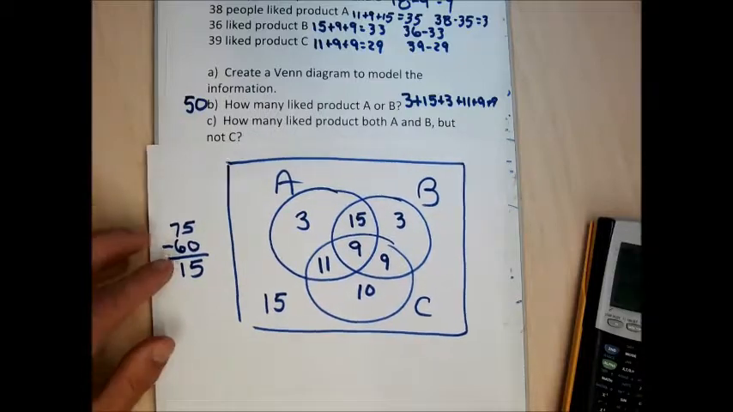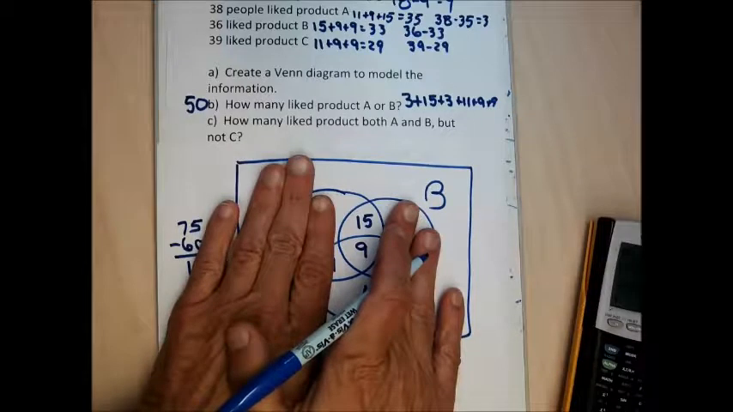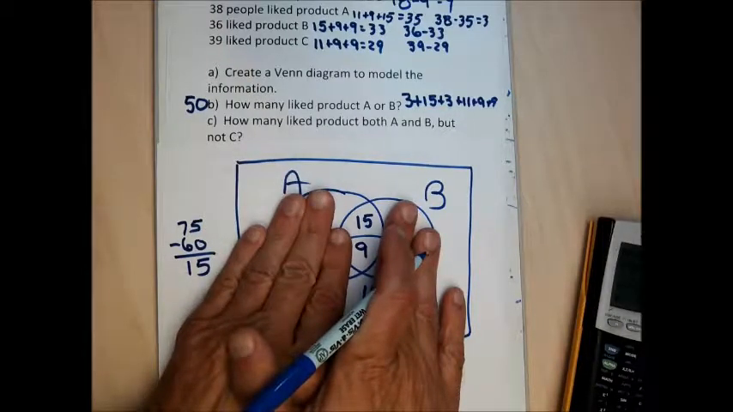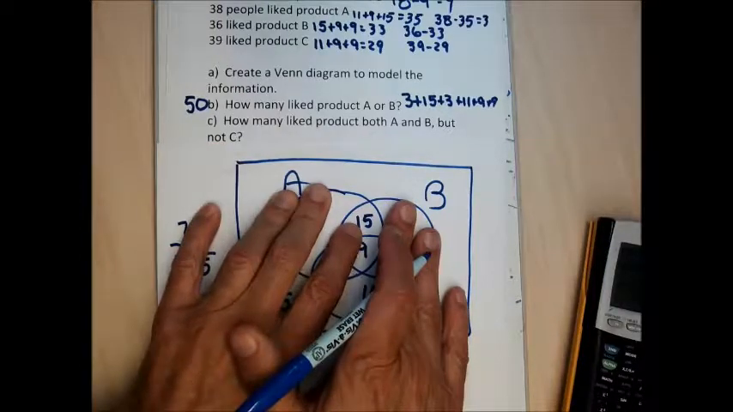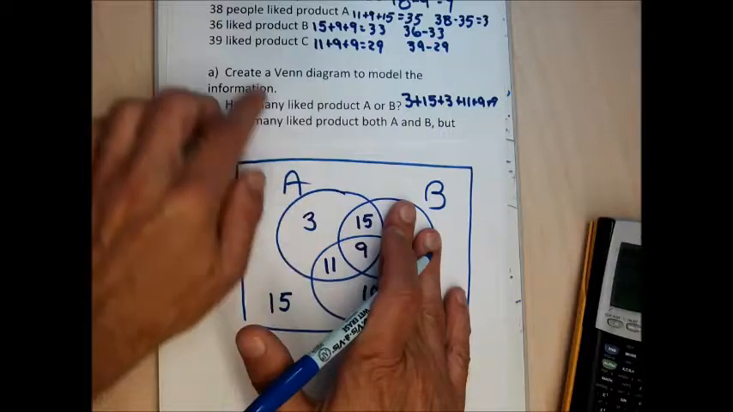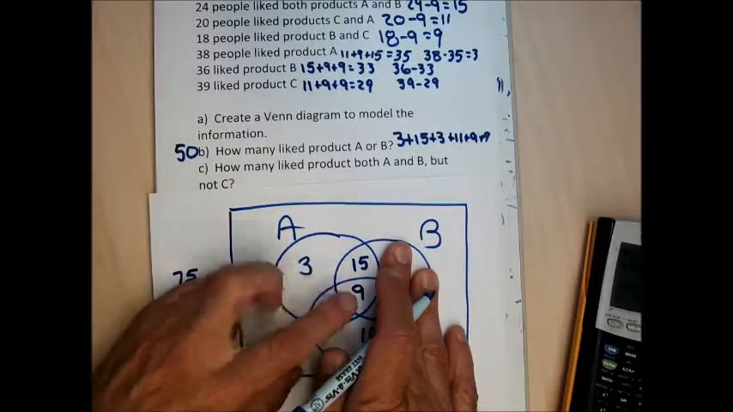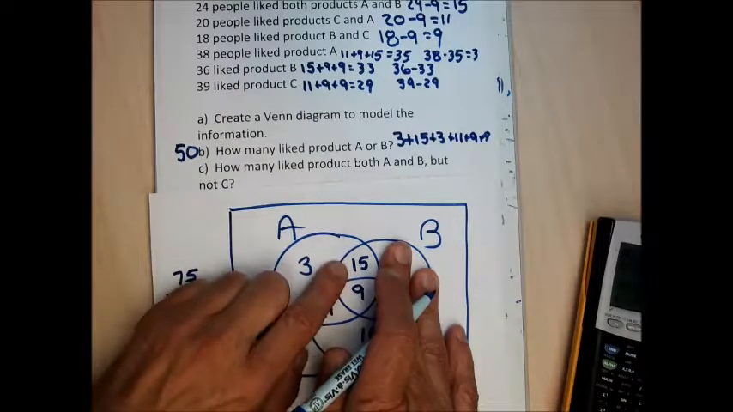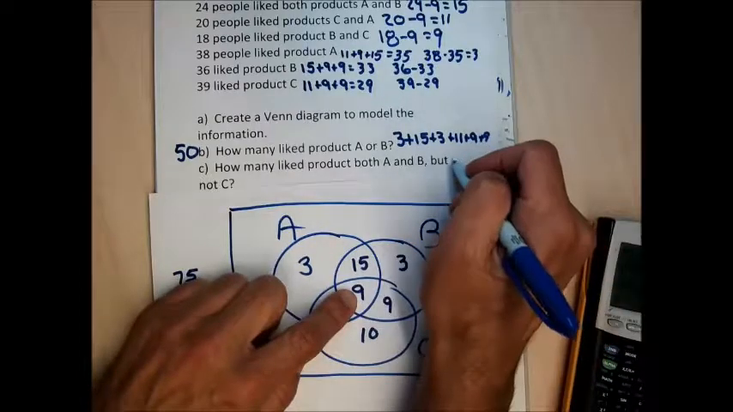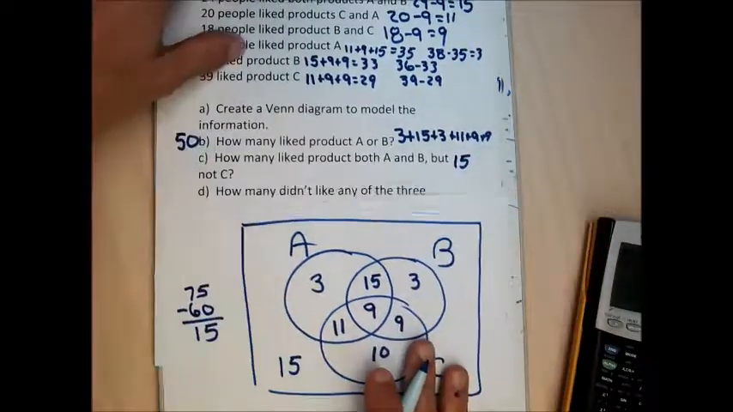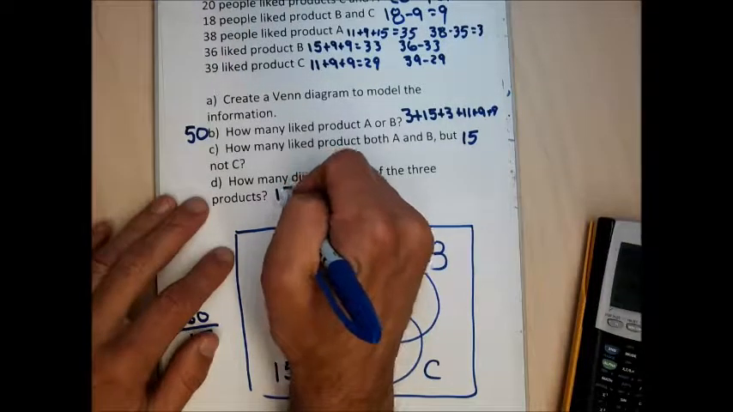Part C, how many liked both A and B? Well, those are the ones that liked both A and B. Those 15 and 9 liked both A and B. But I need to throw out the ones that like C. So it's just going to be those 15 there, because there are 24 that liked both A and B. Of the 24, 15 of them liked A and B but not C, 9 of them liked all 3. This one's just counting that number right there. It's overlapping the A and the B circle outside the C circle, so that should be 15. And then part D, how many didn't like any of the products? That's just the 15 that sits outside the Venn diagram.